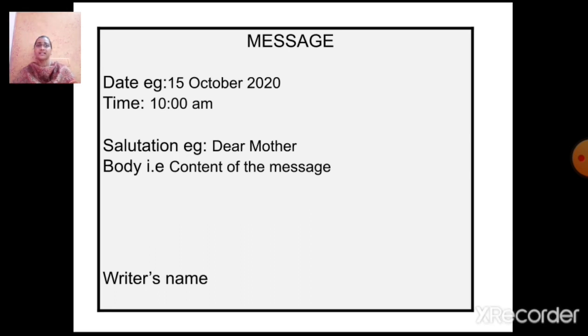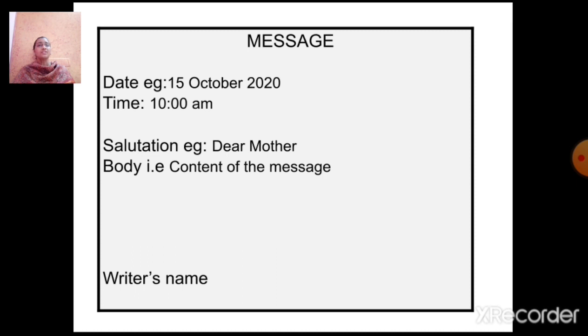Then, after writing time, we must leave a line and write salutation. Now students, before writing the main content, that is the body of the message, it is important to address the reader. The salutation can be informal, like dear mother or dear mom and so on. Just after salutation, we will start with the body. The body is the main content of the message, wherein you provide all the information that needs to be conveyed to the person you are unable to contact. It is important to stick only to vital information and keep the body of the message short and crisp.